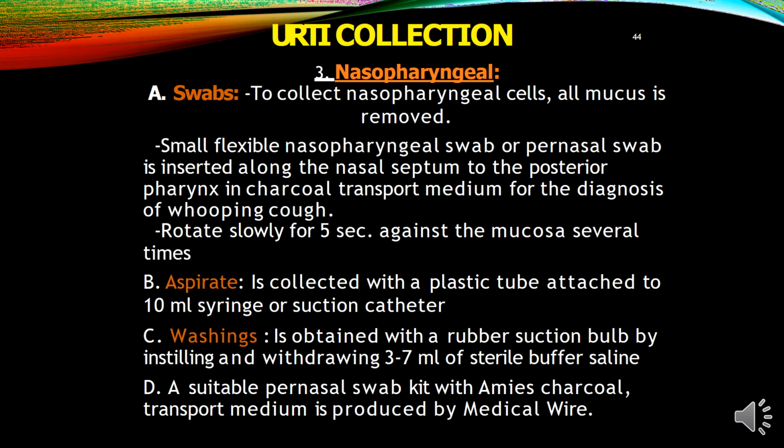Aspiration. It is collected by a plastic tube attached to a 10 ml syringe with a suction catheter. Washing. It is obtained with a rubber suction bulb by instilling and withdrawing 3 to 7 ml of buffered saline. A suitable perinasal swab kit with Amies charcoal transport medium is produced in a medical wire.